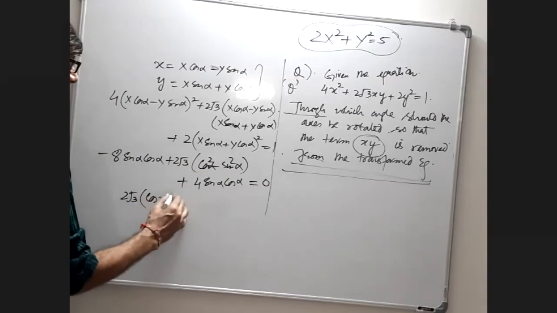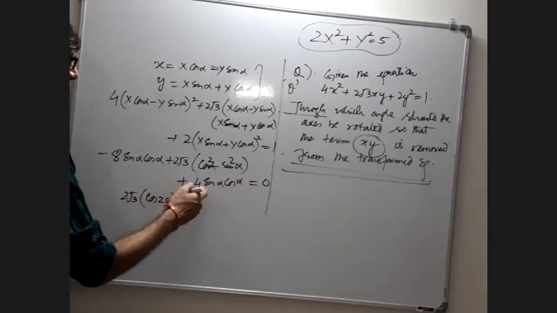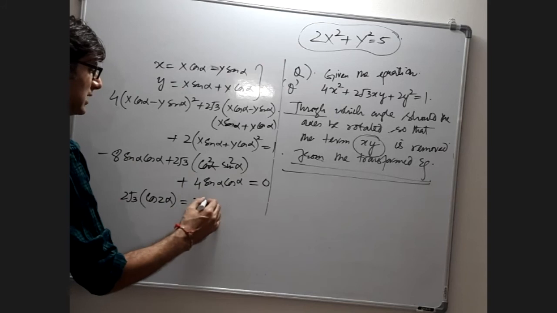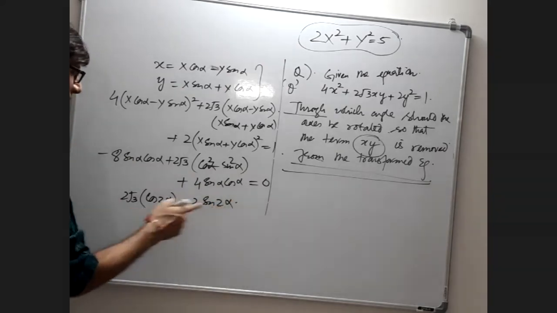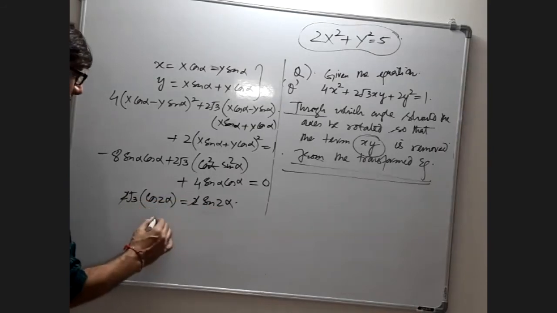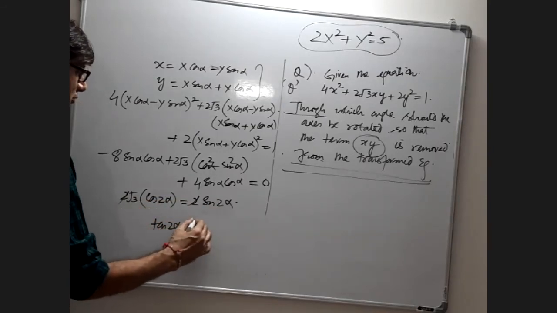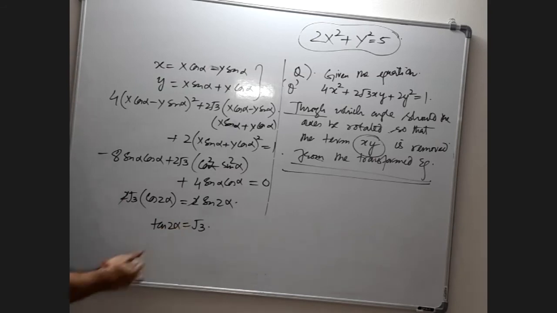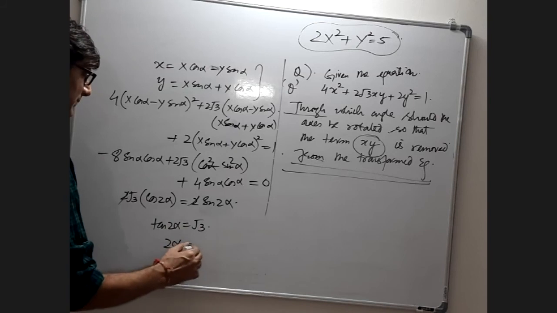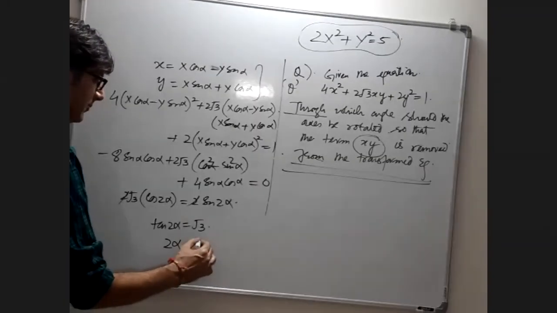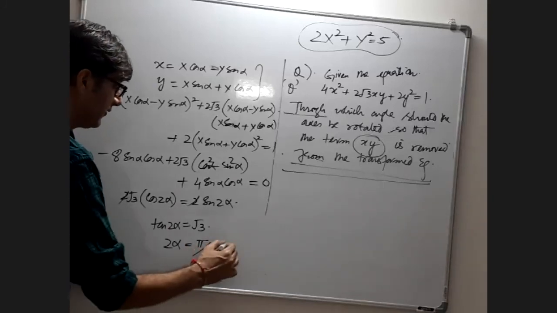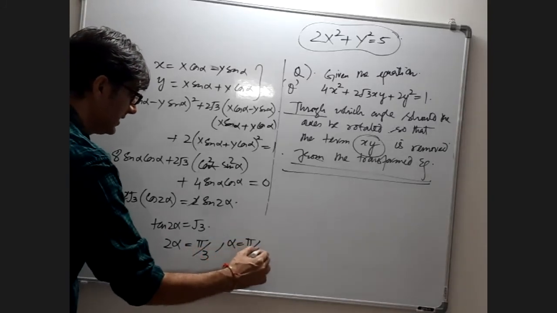Cos 2 alpha. Equal to 8 minus 4, that is 4 into sin alpha cos alpha, that is 2 sin 2 alpha. So dividing this here, 2 to go, sin 2 alpha upon cos 2 alpha will be tan 2 alpha is equal to √3. And from here your alpha will be found. So 2 alpha is equal to what? Tell me. That is tan inverse √3, that is pi upon what? 3. So alpha will be equal to pi upon 6.